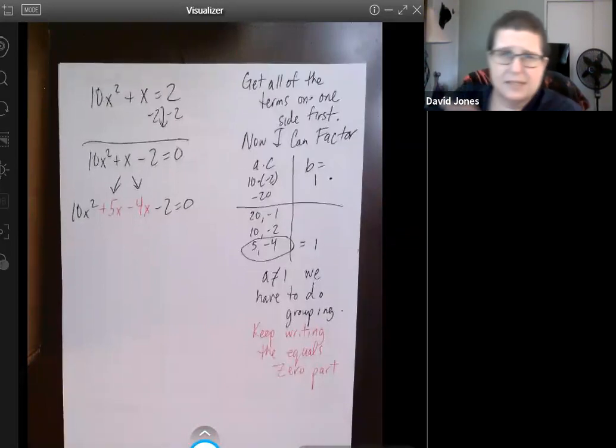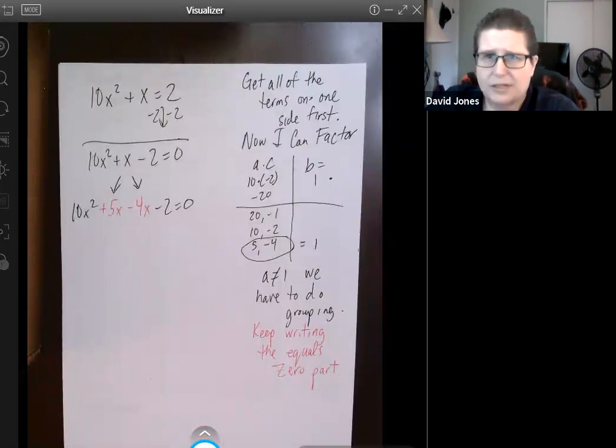In my experience as a teacher, when I see tests and stuff, a lot of students just start factoring. They don't put the equals 0. They just keep manipulating it. And they forget entirely that they have an equation and they think they're just factoring, and they're not. You're solving for x here.